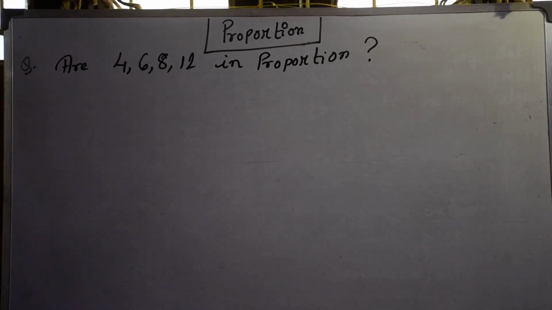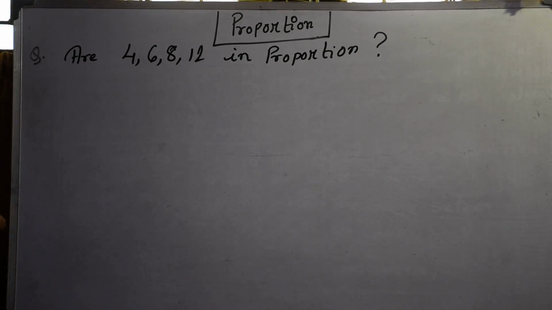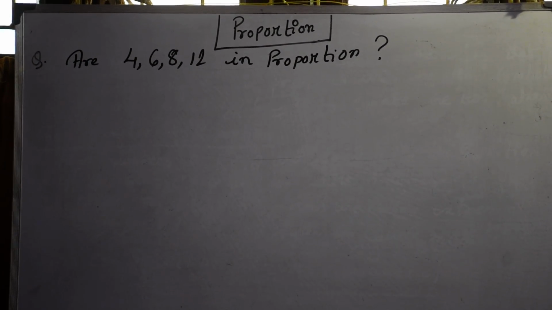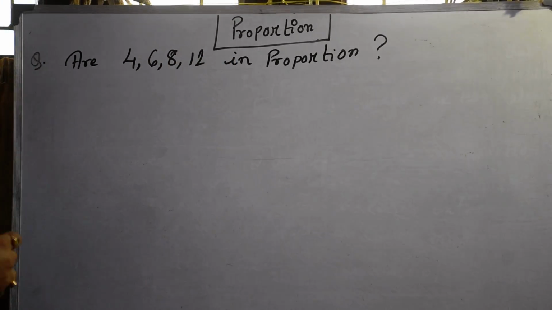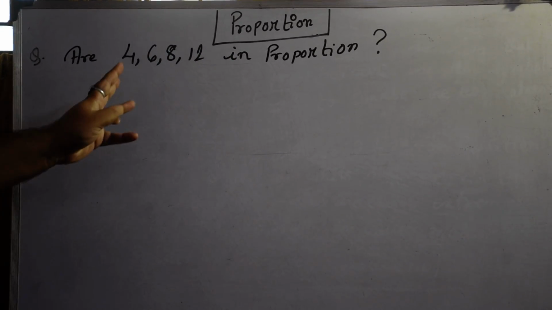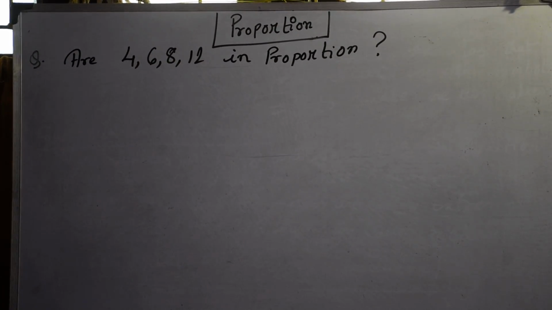Now the next question, that is, are 4, 6, 8, 12 in proportion? Which is also a very important question from this portion. So here 4, 6, 8 and 12. How many numbers are there? There are 4 numbers. 4, 6, 8 and 12.